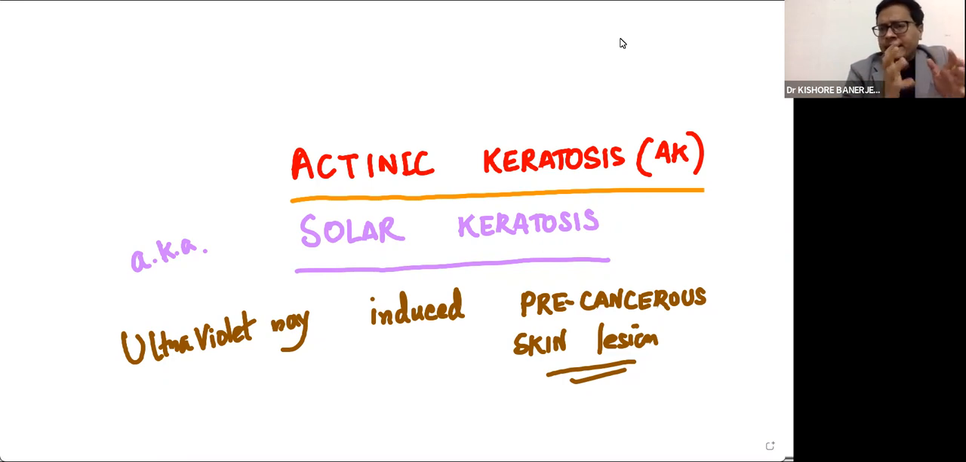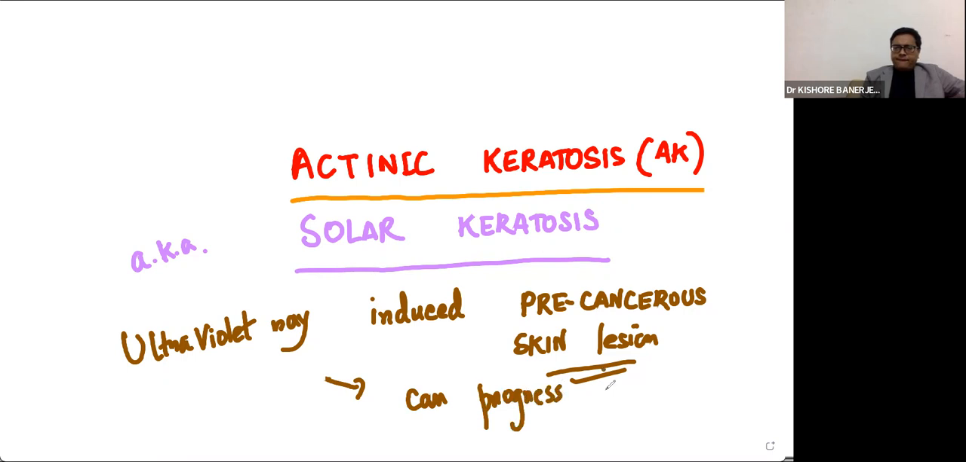Now, why do we learn about this lesion? Because this is a very important pre-cancerous skin lesion. It's basically a precursor to squamous cell carcinoma. It can progress to squamous cell carcinoma of the skin. That is the significance of learning about this lesion.